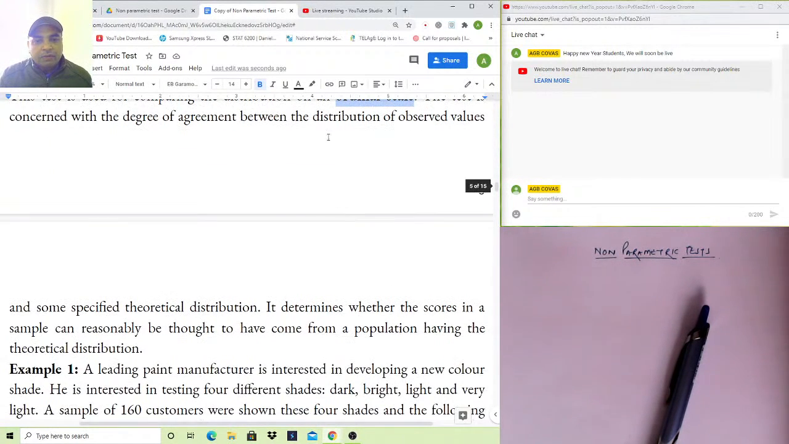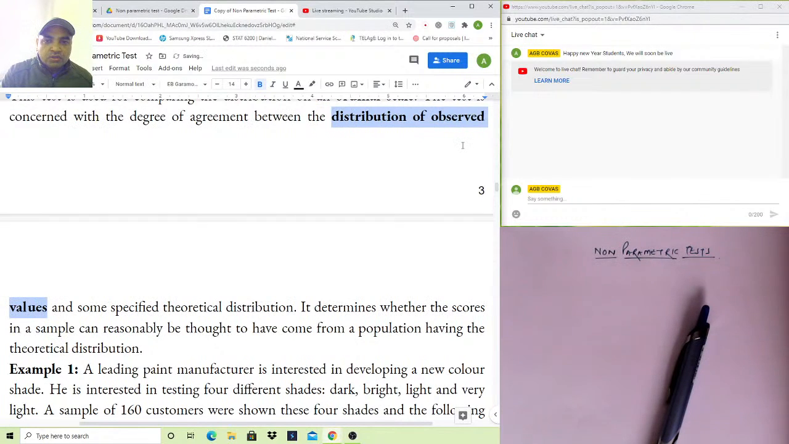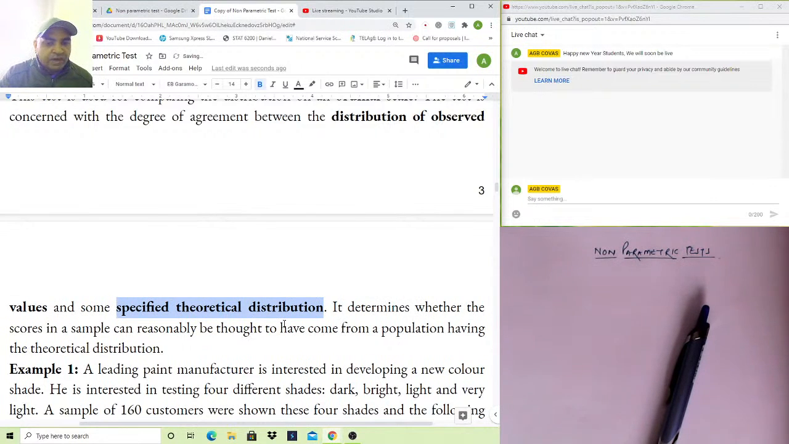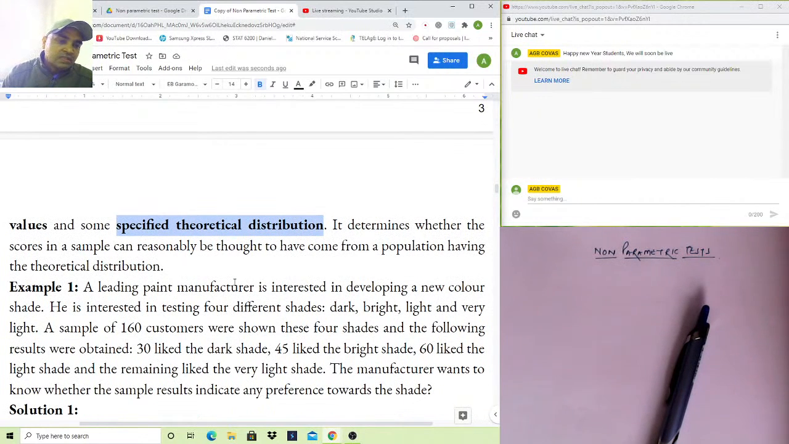So what we will be doing is seeing whether the distribution of the given or observed values has agreement with some specified theoretical distribution. That theoretical distribution we have to provide from our side, right? So it determines whether the scores in a sample can reasonably be thought to have come from a population having the theoretical distribution. So we will try to understand this with an example.